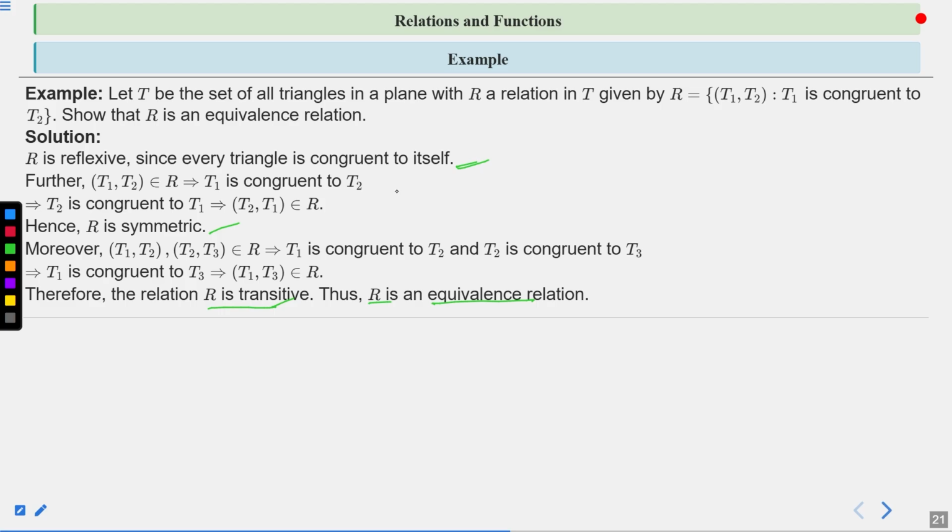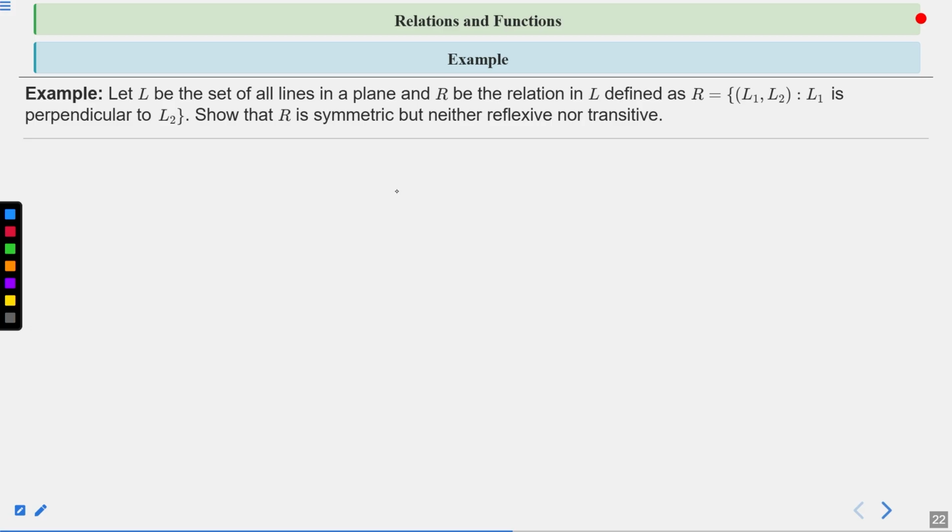Moving on to the next. Another example. Let L be the set of all lines in a plane and R be the relation in L defined as R, the collection of all L1 comma L2 pairs such that L1 is perpendicular to L2, and show that R is symmetric but neither reflexive nor transitive. Simple. Solution.